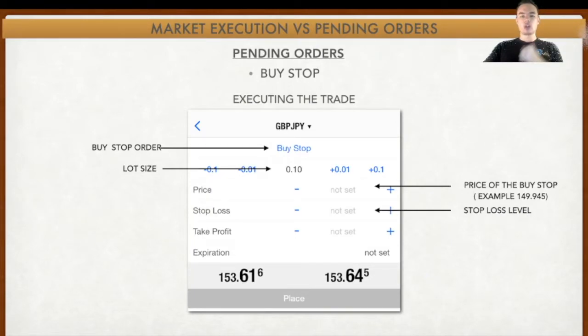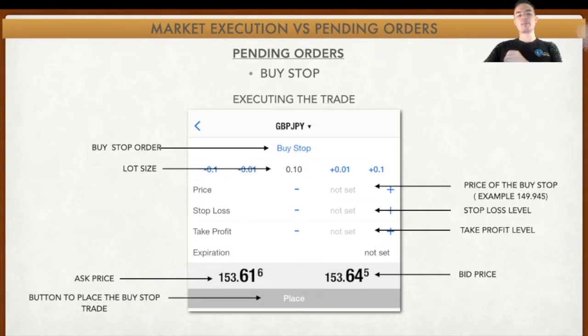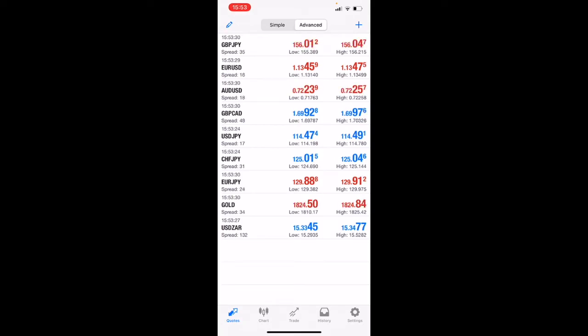Okay, you put your stop loss. Obviously, your stop loss level would be below that price because it's a buy stop, and then your take profit would be above there. But we'll get into these. Ask price again on the left, but bid price on the right, and then button to place the buy stop trade. This is an example of a buy stop.